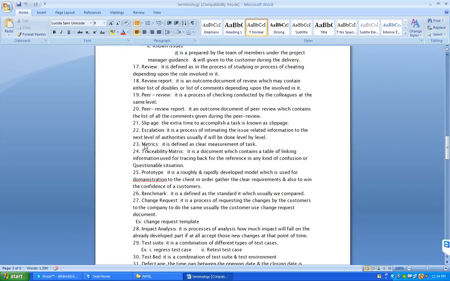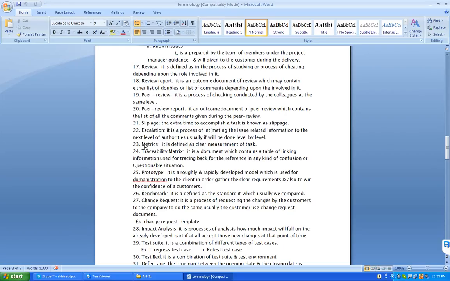Benchmark. Usually we use a benchmark for comparison purposes. Next, change request. In the middle of the project, if the customer wants to change any requirements, each and every software company will provide a change request document. Using that change request document, the customer can change the requirements.